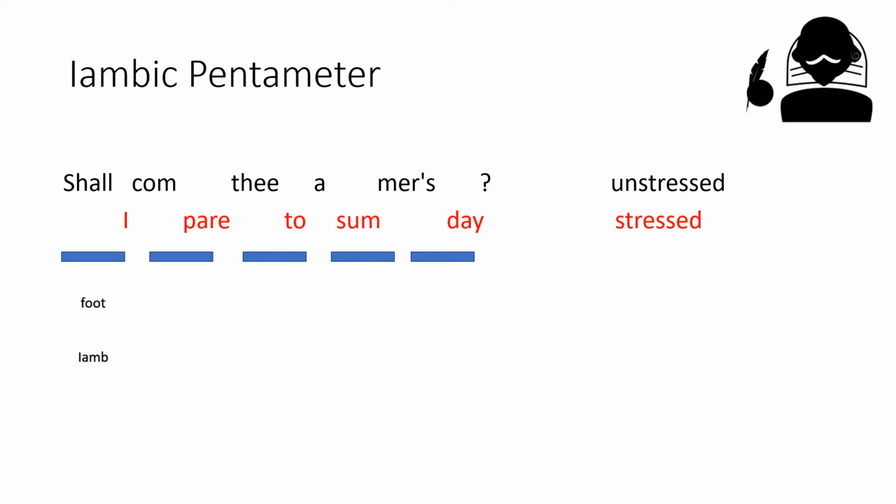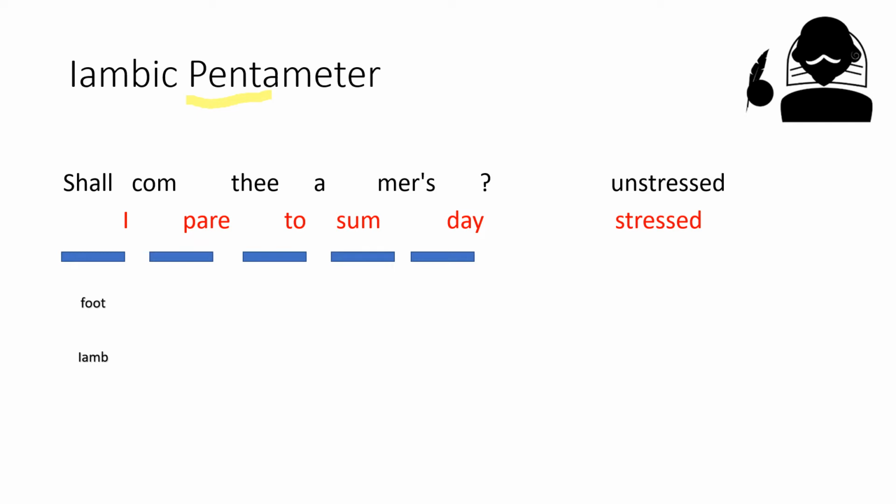Okay, so this is 1 foot, shall I, and in particular we've got a stressed and unstressed syllable. So you can see that we've got 1, 2, 3, 4, 5. So we've got 5 feet in a line, and pent meaning 5. And so we have a meter of 5. So you can see that this is the structure.